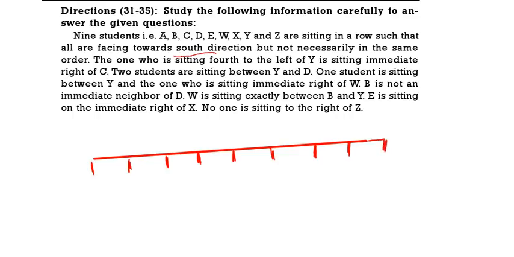So 9 students. First one, no one is to the right of Z. That means no one is to the left of Z. So Z we can write here.